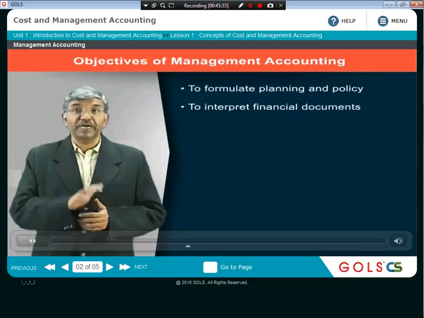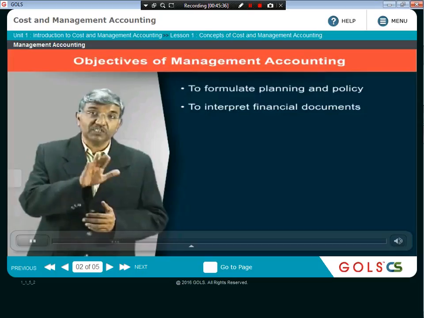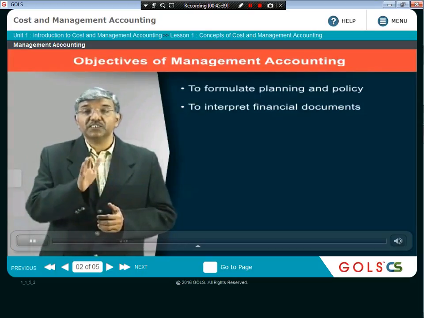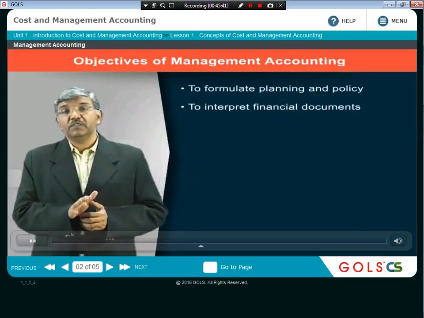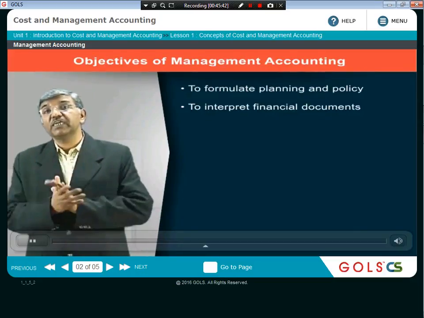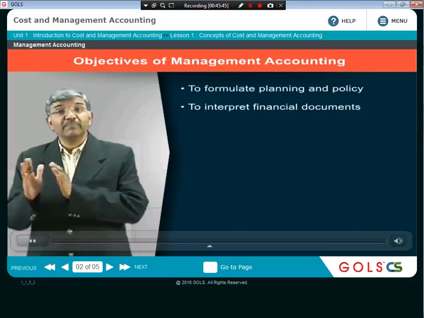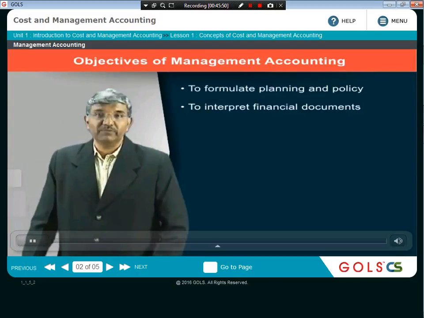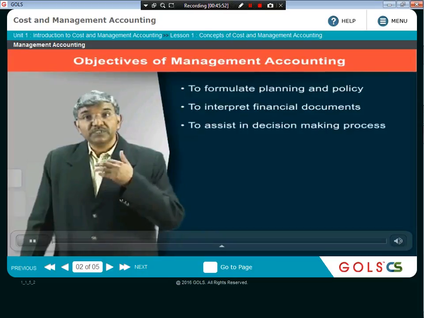So, interpretation of the financial document. What does a financial document or financial statement mean? That should be converted into a lucid form to be understood by the layman. That is one of the main objectives of management accounting. Third, to assist in the decision-making process.